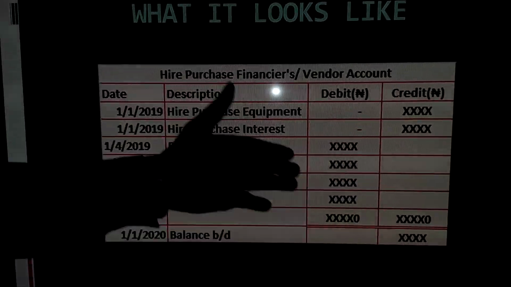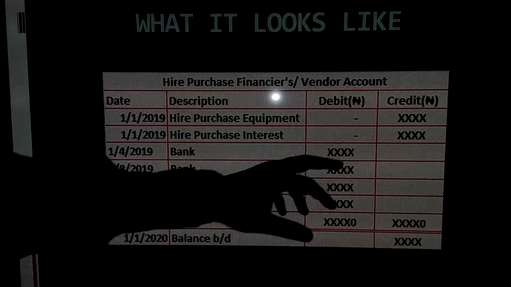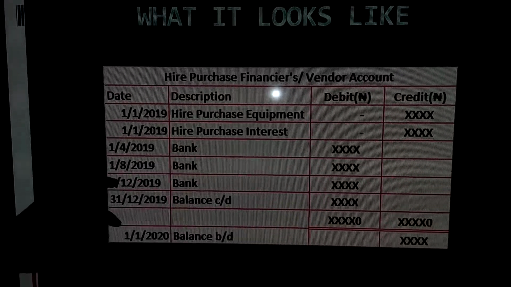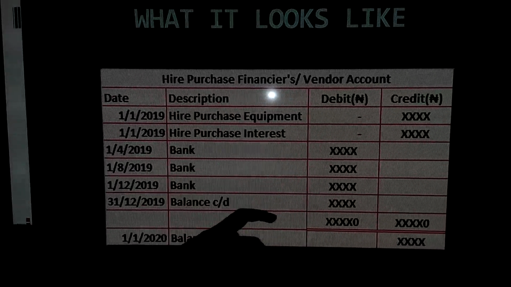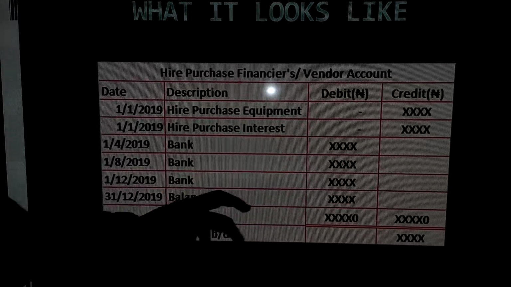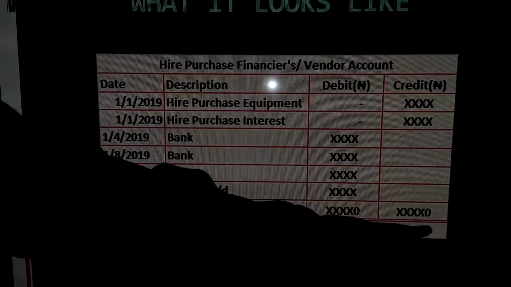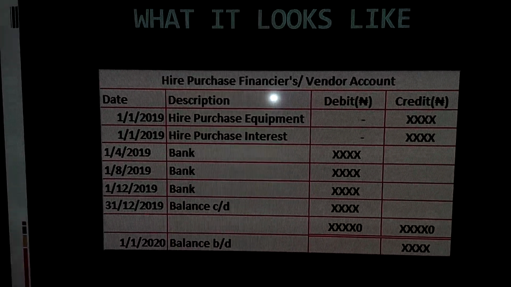So as we're paying him gradually, we'll be debiting him. You can see how it is going here. As we're paying him gradually, we're debiting him. So whatever balance is remaining at the end of the period will balance, it will be the carry down, and then goes to the following period as balance brought down.